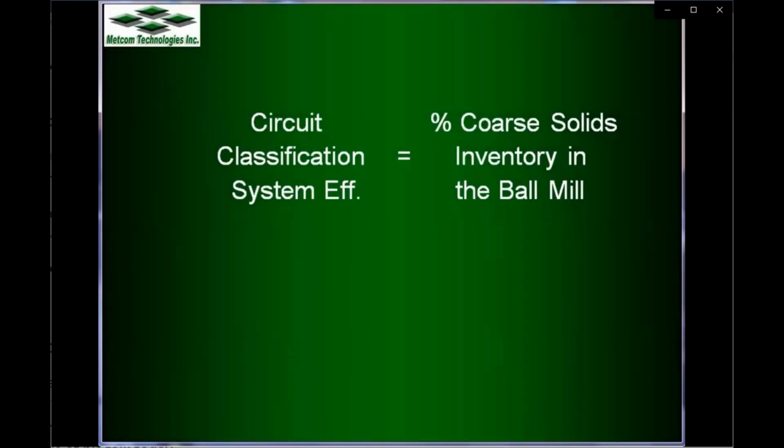We can define for a given grinding circuit the overall classification system efficiency. It is equal to the percentage of coarse material inside the ball mill. That also represents the percentage of our energy that the mill is using grinding the coarse material.